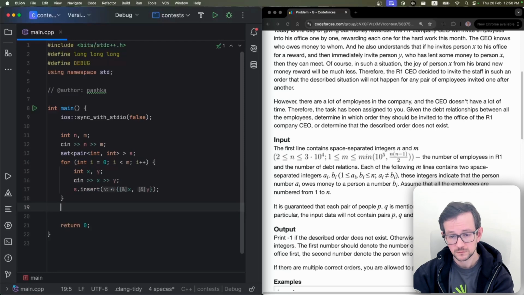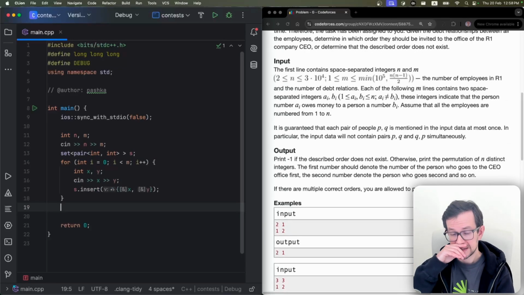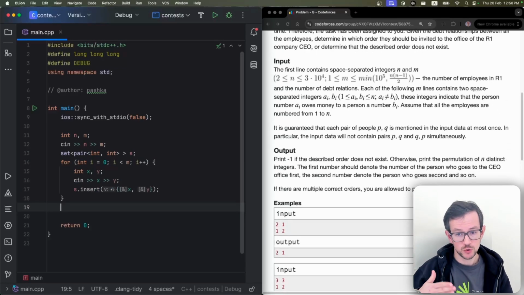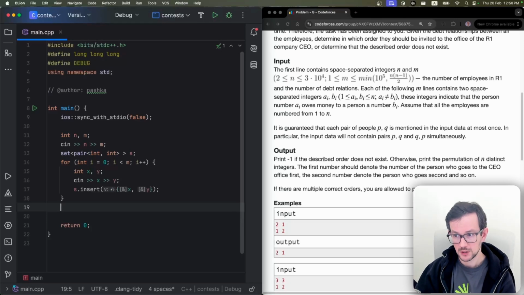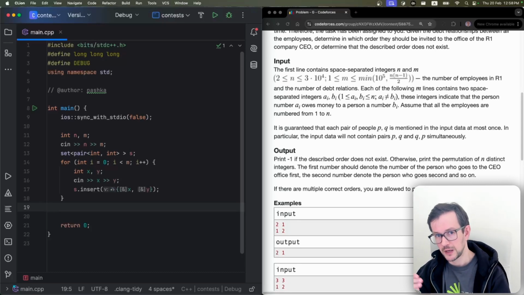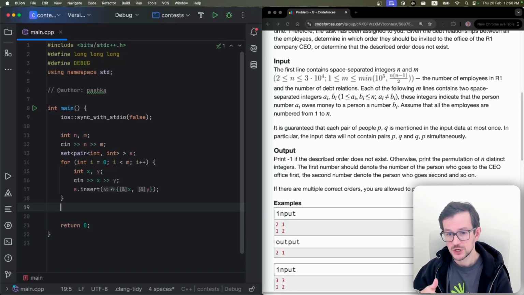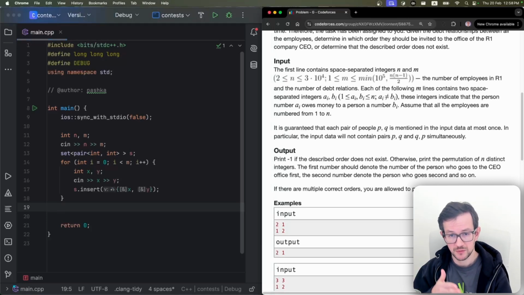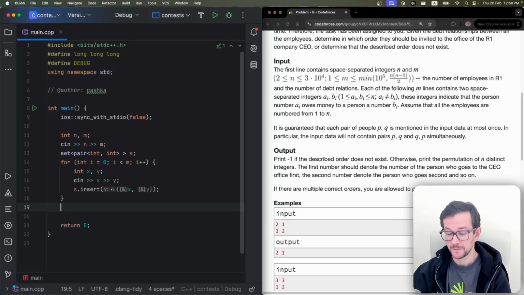So what I'm doing, I maintain this set. This set will help me to check if the edge exists. So I don't need to iterate on edges, I just need to check if the edge exists. So it's much easier to do it not using a normal edge list like you normally do, but just a set of all edges. So the set will allow me to check if the specific edge exists or not.